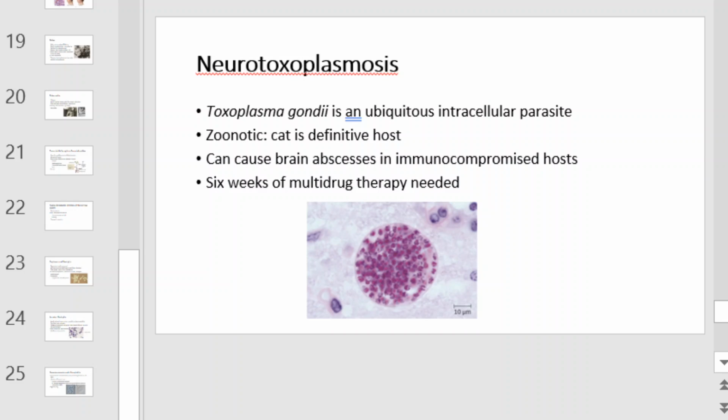Neurotoxoplasmosis is caused by Toxoplasma gondii. This is a ubiquitous intracellular parasite and a zoonotic organism with the cat as its definitive host. It can cause brain abscesses in immunocompromised hosts and has 6 weeks of multi-drug therapy needed to cure it.